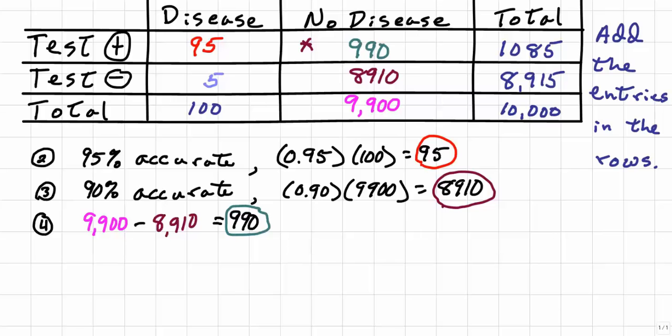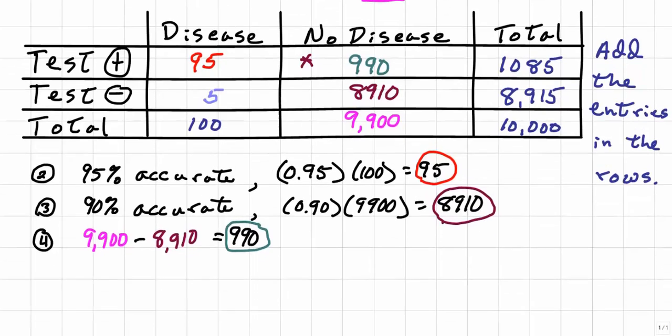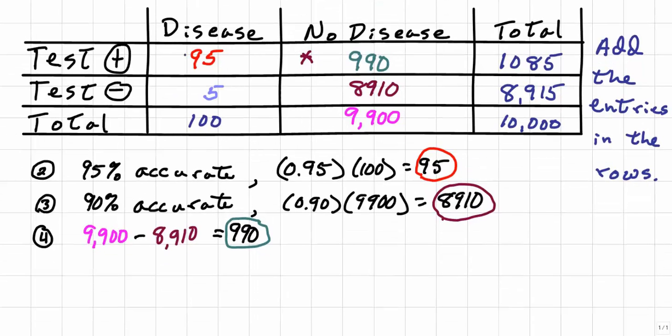Now, to find out what the percentage is, remember what the problem is asking for: if a person tests positive for the disease, what is the chance that they have the disease? Find the exact percentage. If the person tests positive for the disease, that's going to be right here in this particular box, and that's going to be divided by this total amount here. So in order to answer the question, step number 5, we're simply going to take 95 and divide that by 1,085.